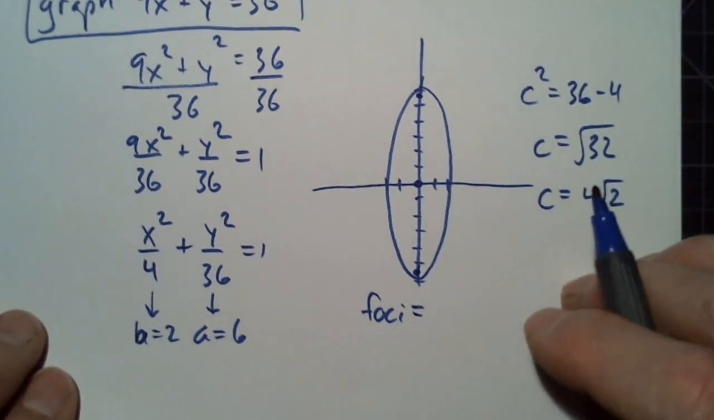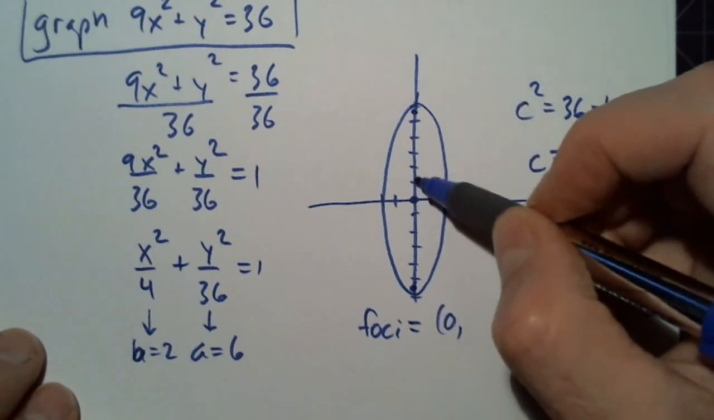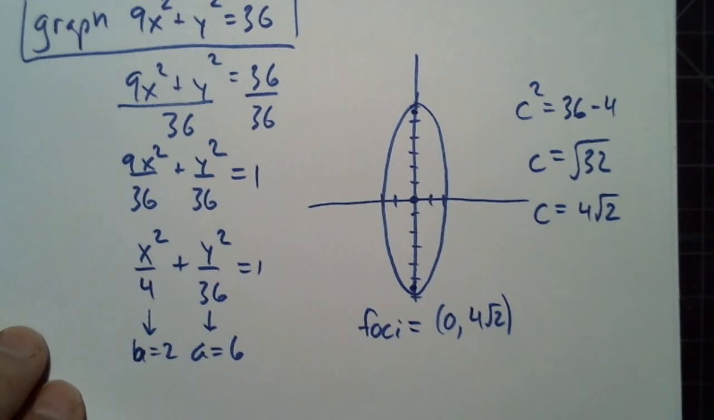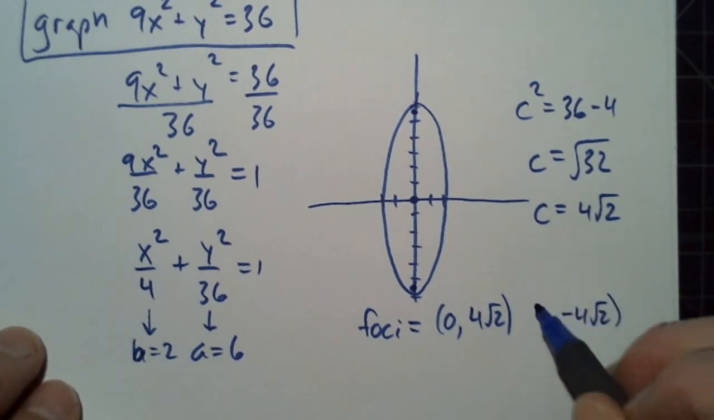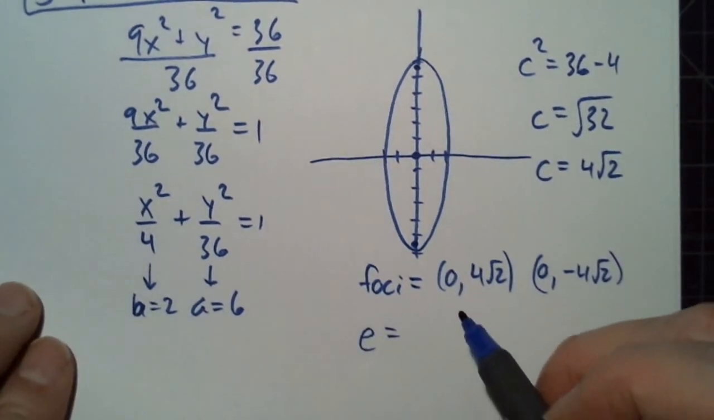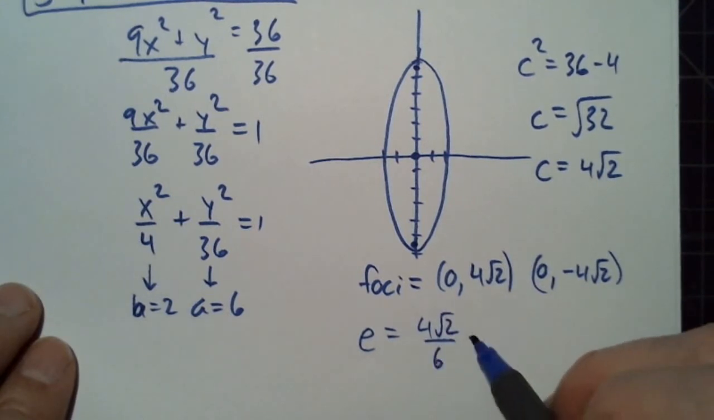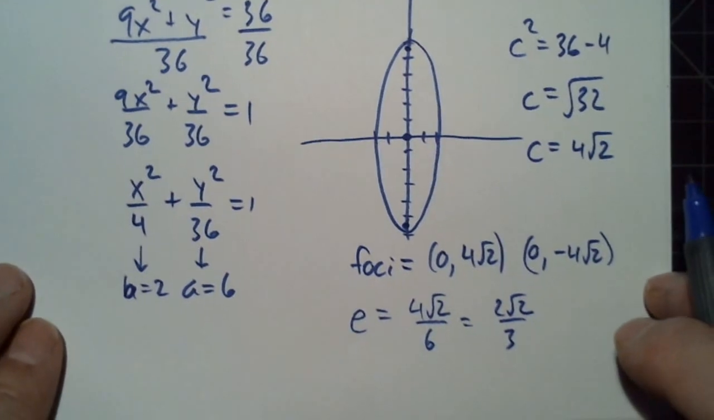The coordinates of the foci would be the x value is 0, and then up 4 radical 2, and 0, down 4 radical 2. The eccentricity is C over A, which is 2/3.